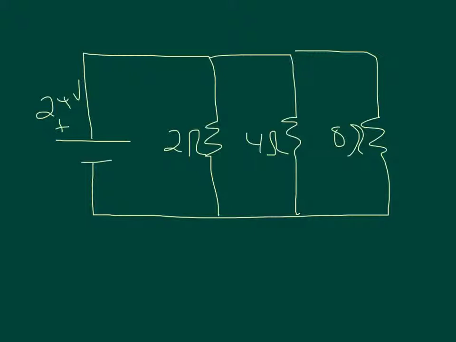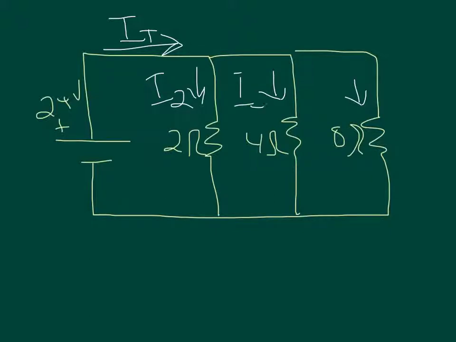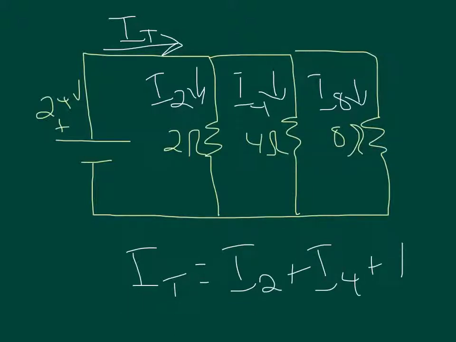Now the entire family is going to leave from this point. So that's going to be the total Ampere family right there. But when the total Ampere family gets there, they have a choice. They can go there, or they can go there, or they can go there. We'll call this I2. We'll call this I4, and we'll call this I8. And we know that I total must equal I2 plus I4 plus I8.